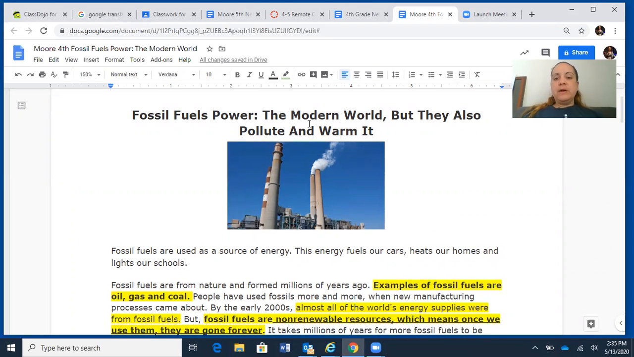Fossil fuels power the modern world, but they also pollute and warm it. Do you remember a picture like this? So this is a picture of a factory, or we call it an industry. Manufacturing things. Manufacture means to make things. Like maybe they make parts for a car, or they could make plastic bottles, or anything like that. Most factories that make something produce pollution into the air because they're using fossil fuels to provide energy for the machines. All right, let's start reading.